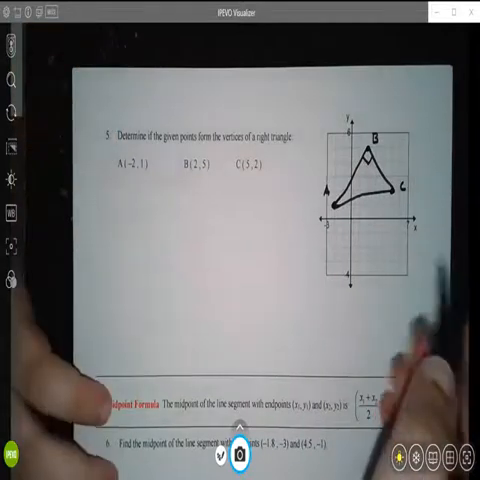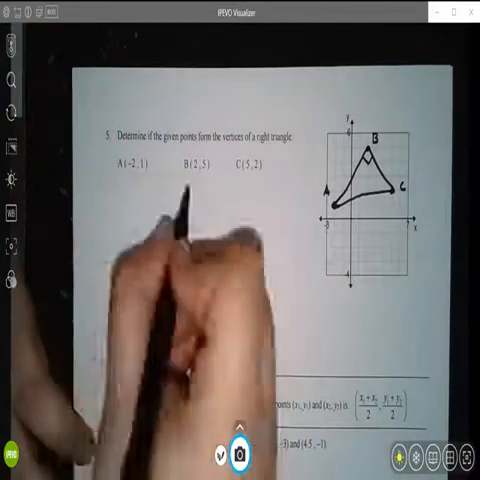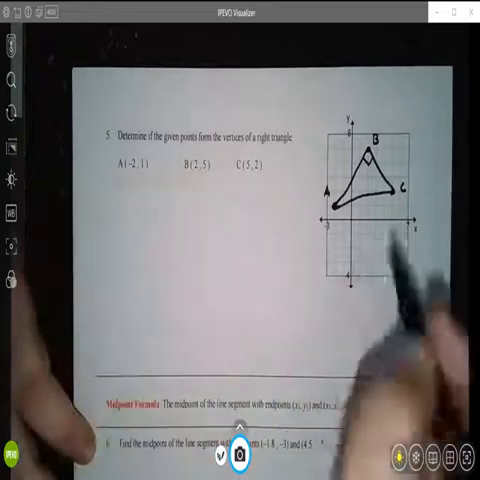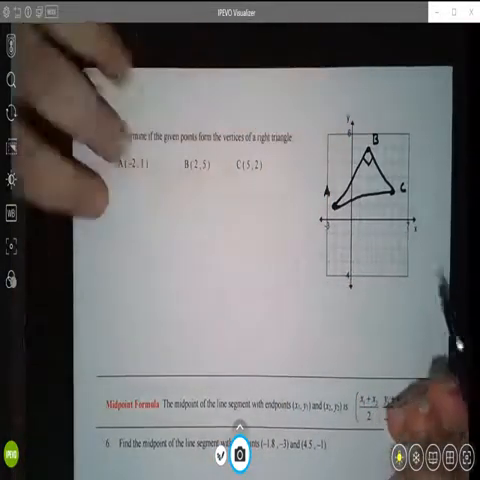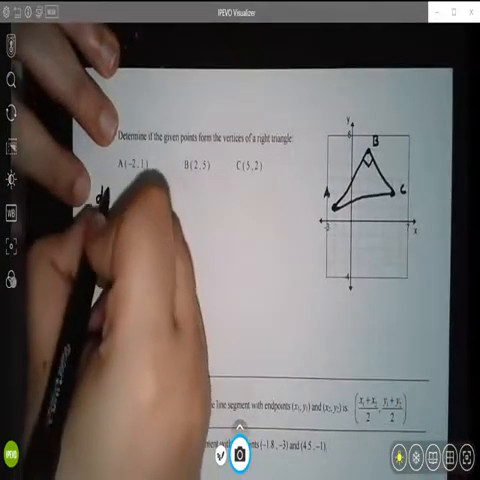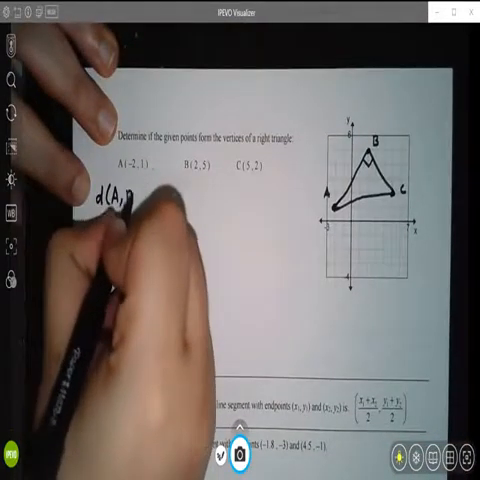So let's see. A, B, and C. If I want to find the distance between point A and B, so this side right here, I'm going to find the distance of A, comma, B.